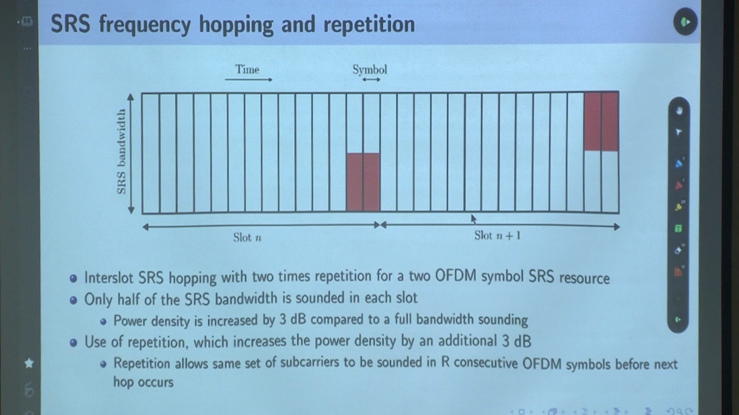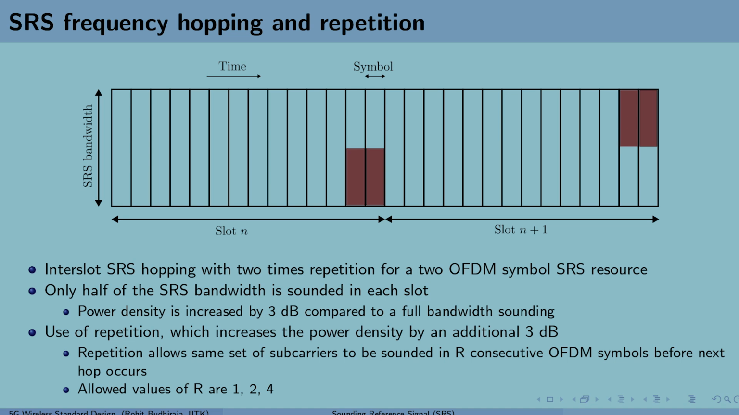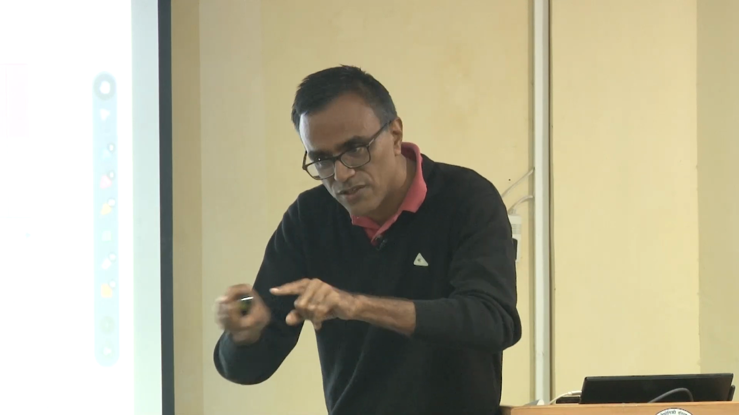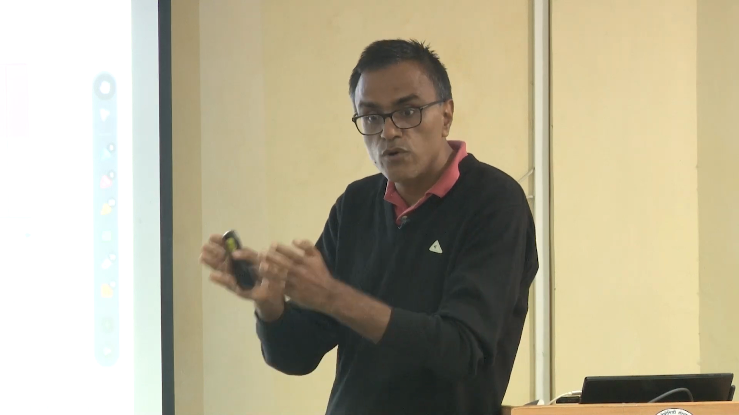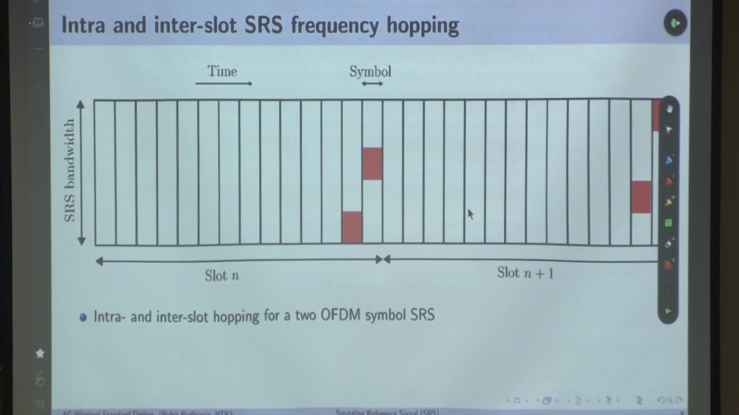There's one more hopping configuration. The allowed values of R are 1, 2 and 4. This is 2; 4 could also happen. That's how SRS is designed. We saw that it comes over 4 consecutive symbols, or 2 consecutive symbols. So all this is neatly coupled together.